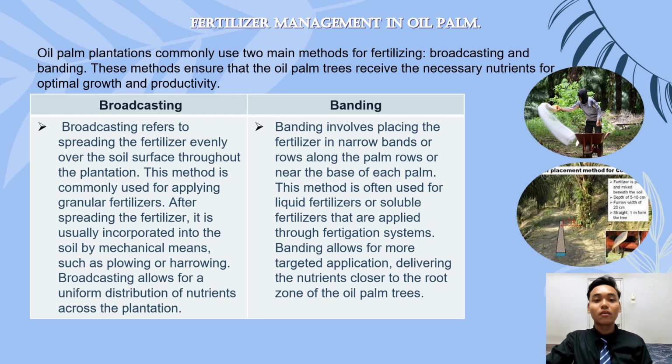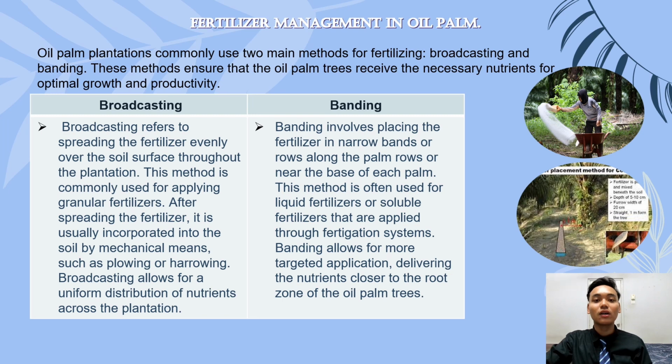So, I talk about broadcasting first. Broadcasting refers to spreading the fertilizer evenly over the soil surface throughout the plantation. This method is commonly used for applying granular fertilizer. After spreading the fertilizer, it is usually incorporated into the soil by mechanical means, such as plowing or harrowing. Broadcasting allows for a uniform distribution of nutrients across the plantation.